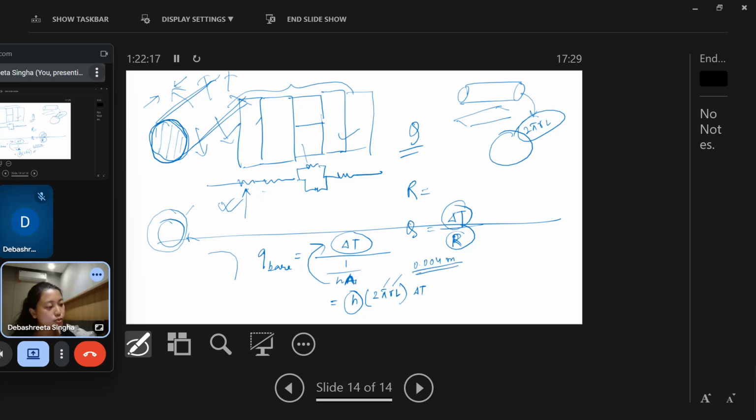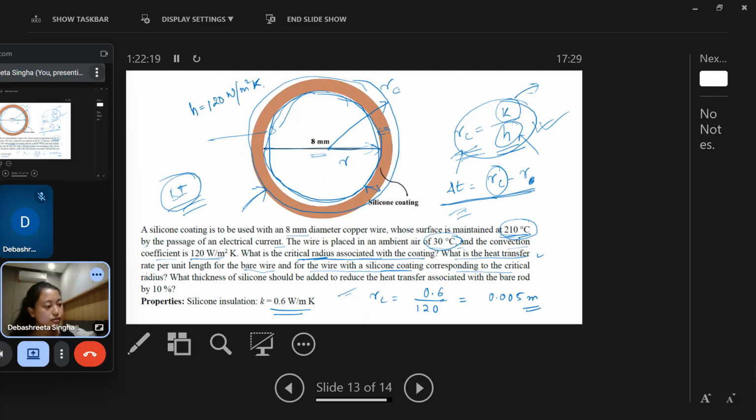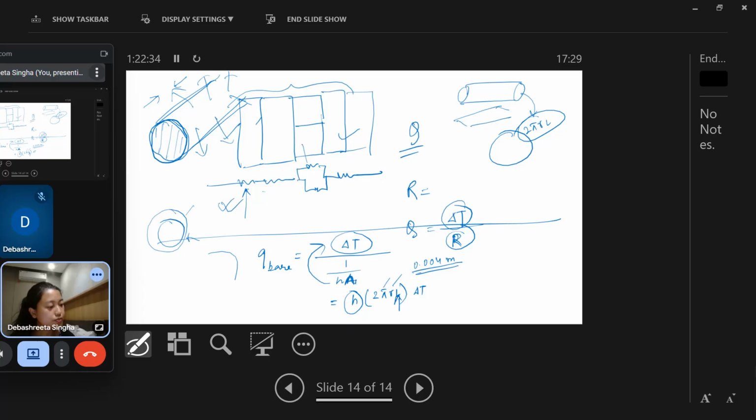Then L is not given here. The length is not given, but we can consider it as unit length. In the question also they have given the heat transfer rate per unit length, so you can consider it as one only. And delta T is 210 minus 30, so 180 degrees Celsius. So you have all the values, you can calculate Q. This will come out to be around 542.6 watt per meter.